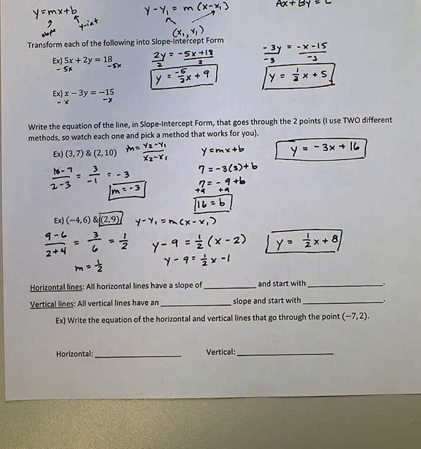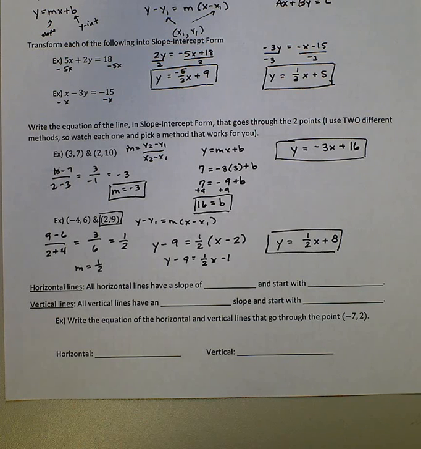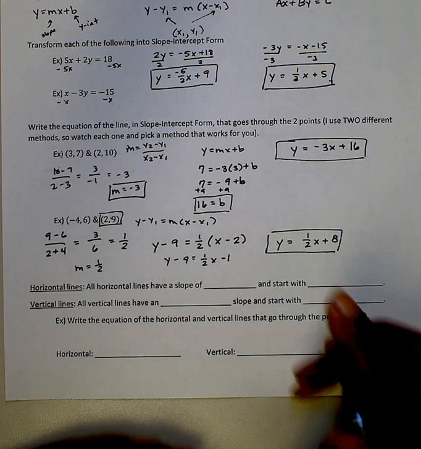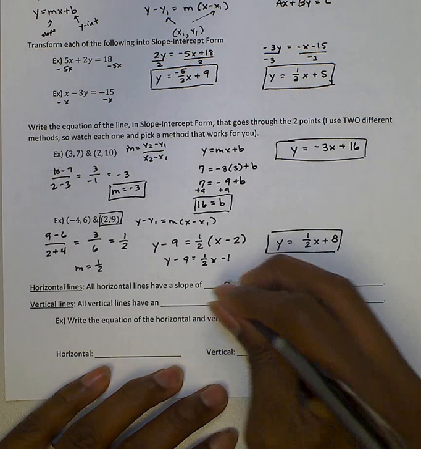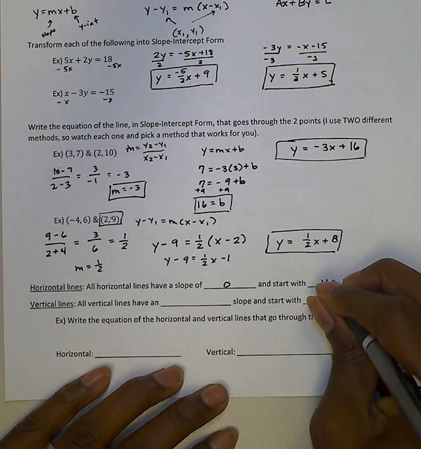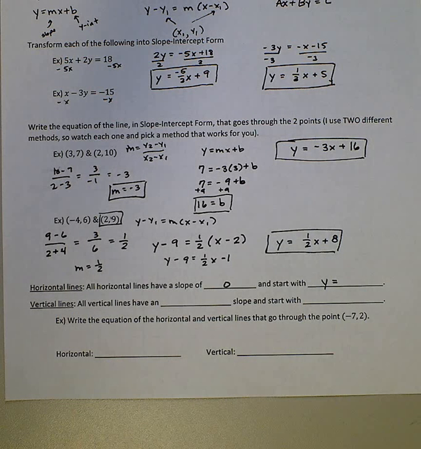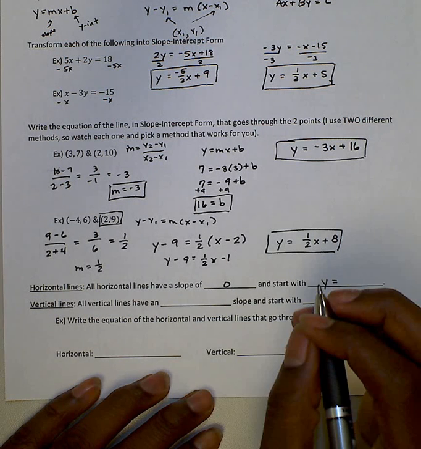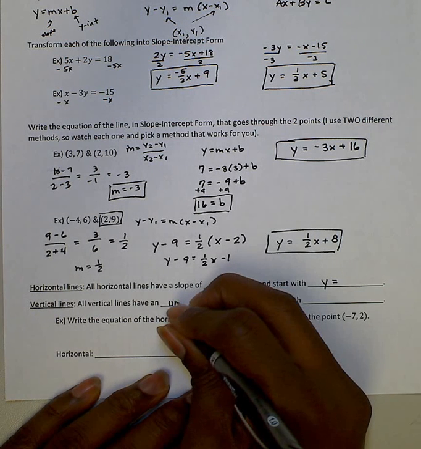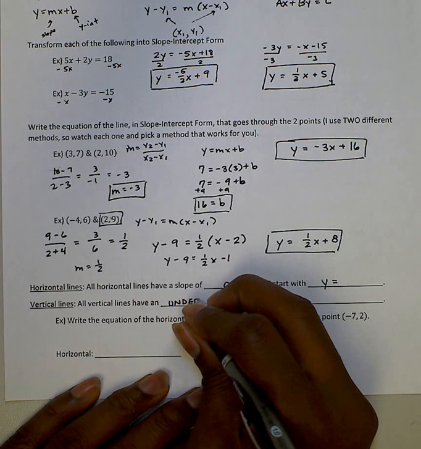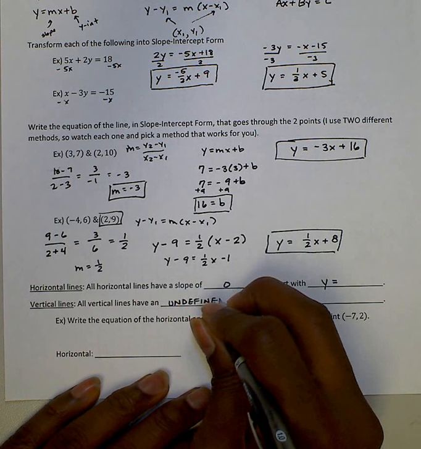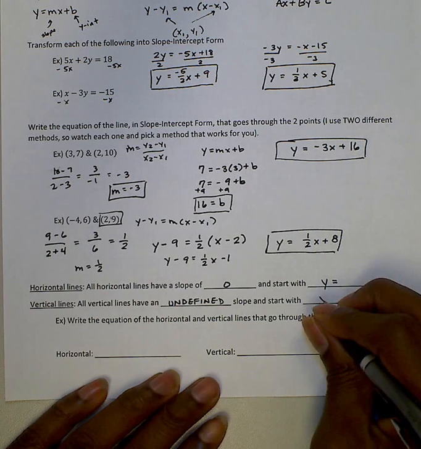Let's talk about horizontal lines. Horizontal lines all have a slope of 0, and they start with y equals. Vertical lines have an undefined slope, and they start with x equals.